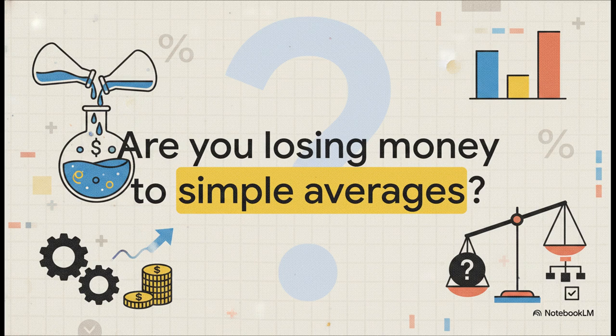Which leaves us with this final, kind of provocative thought. Are your operational teams relying on simple averages when alligation could literally be saving you money? It's a really critical question for any leader looking to optimize efficiency and tighten up that bottom line. So take a look at your floor operations this week, ask around, and see if the golden rule is actually being applied.